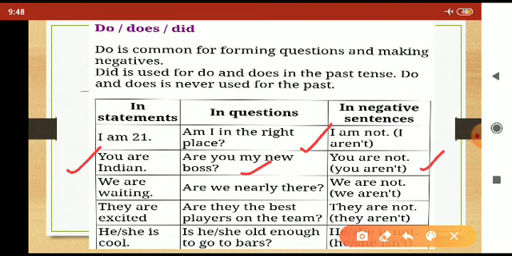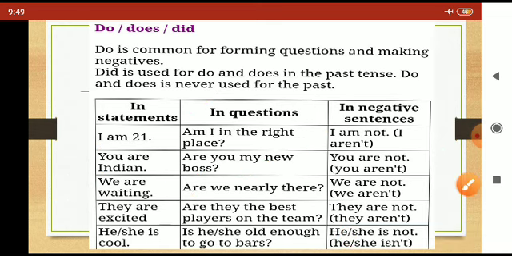So you have seen the usage of these do, does, did. In statements how to use them, in questions how to use them, and then in negatives. Now moving forward, we are waiting. Are we nearly there? Then we are not. Now moving forward, they are excited. Are they the best players on the team? Then they are not. So the next example is he or she is cool.